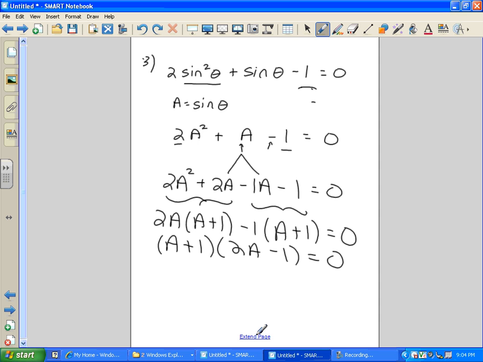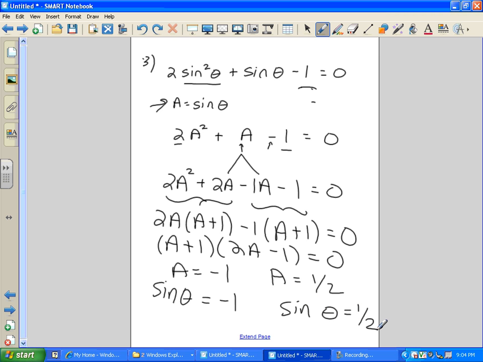Okay, so our solutions here for a is that a would be negative 1, and a would be a positive half here. Okay, now we're going to have to go back. And so those are my algebra solutions. Now what I need are my trig solutions. So recall here that a was equal to the sine of theta. So let's make that substitution back into it. So we have sine of theta equals negative 1, and then sine of theta equals 1/2.